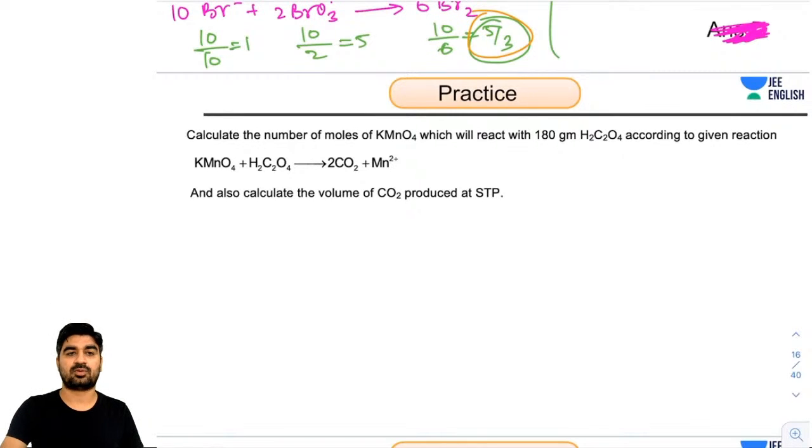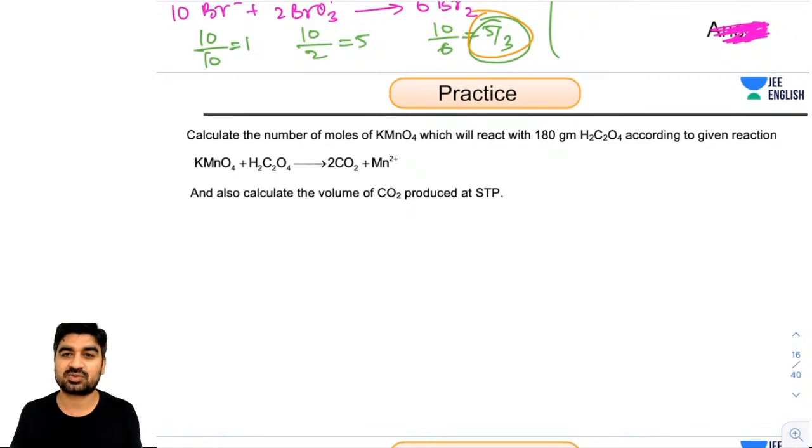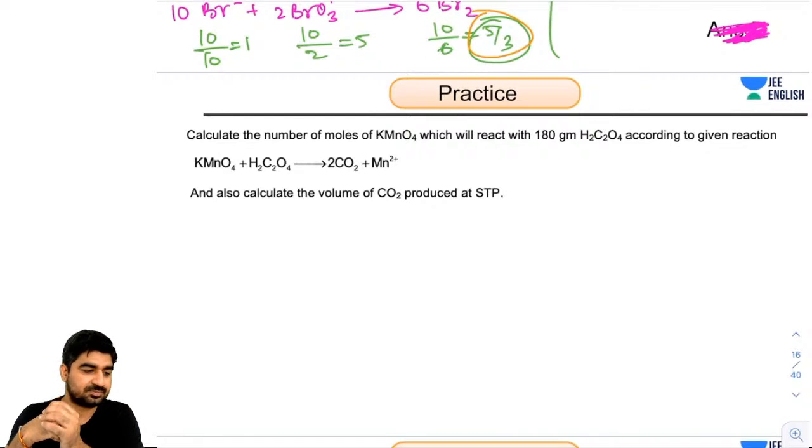Calculate the number of moles of KMnO4 which will react with 180 gram of H2C2O4. So calculate the mole of H2C2O4 according to the reaction given. And guys, again, now you should know what will be the product. Actually, these are given, but if the products are not given, even in that case, you should be able to write the products. Only then you will be able to solve this. Okay, guys. Now do this one. Yes, tell me. Be fast, guys.